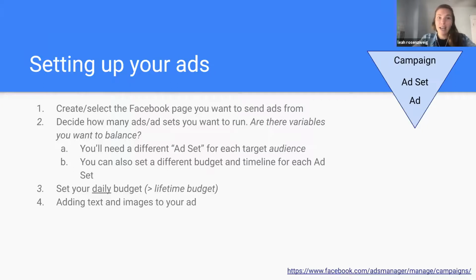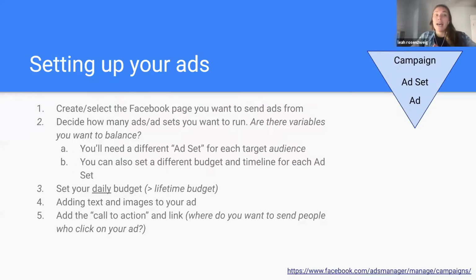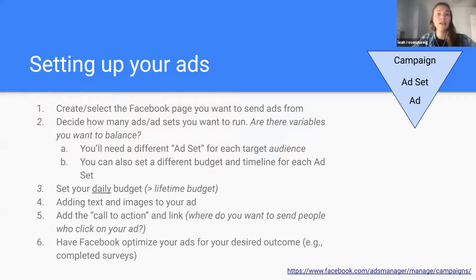Then, of course, you'll add text and images to your ad, which we'll go through in a moment. You'll add the call to action, which is the button and the link, meaning where you send people from your ad, whether that's to a Qualtrics survey, a website, or a messenger conversation. And then finally, you can have Facebook optimize your ads for your desired outcome. For many of us, that's probably going to be completed surveys, and we'll talk about how you do that in a moment.